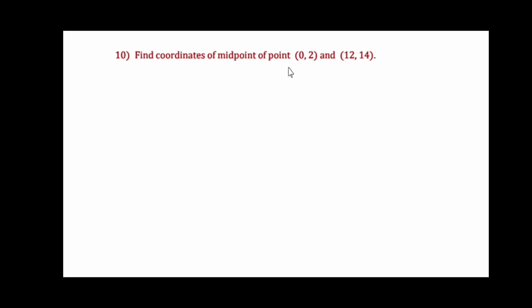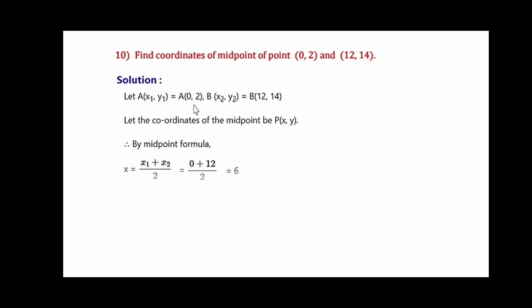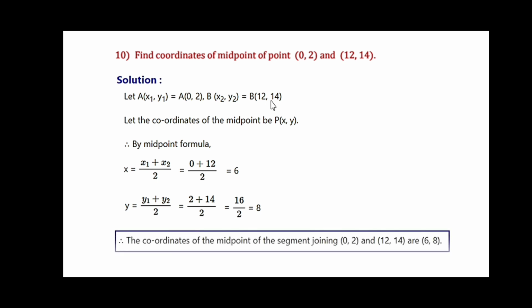Find the coordinates of the midpoint of (0, 2) and (12, 14). Friends, here let A (x1, y1) be A (0, 2) and B (x2, y2) be B (12, 14). Let the coordinates of the midpoint be P (x, y). By using the midpoint formula, x is equal to (x1 plus x2) divided by 2, 0 plus 12 upon 2, which is 6. y is equal to (y1 plus y2) upon 2, 2 plus 14 upon 2, which is 16 upon 2, that is 8. Therefore, in words we can write the coordinates of the midpoint of the segment joining (0, 2) and (12, 14) are 6 and 8.